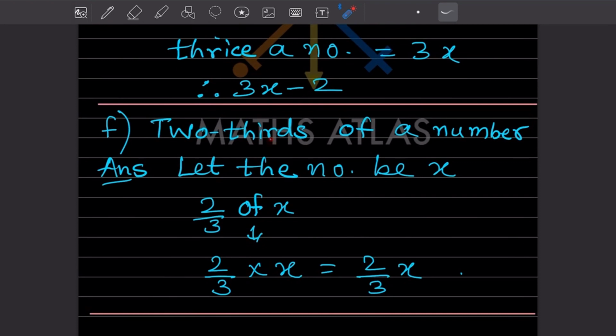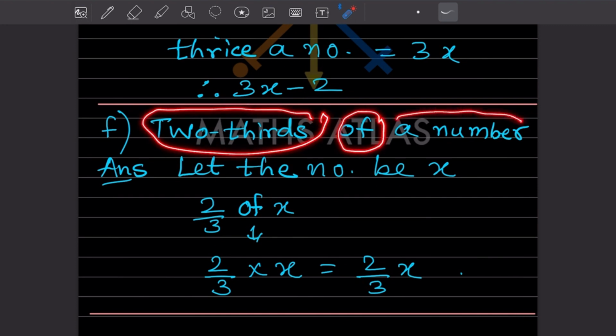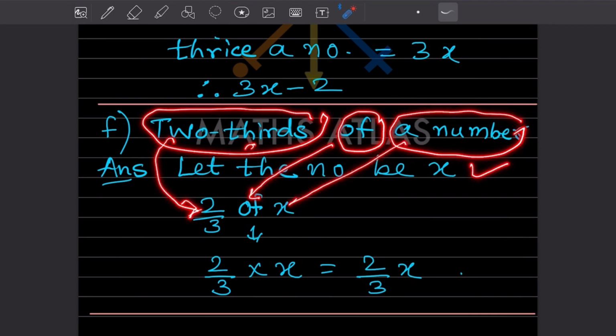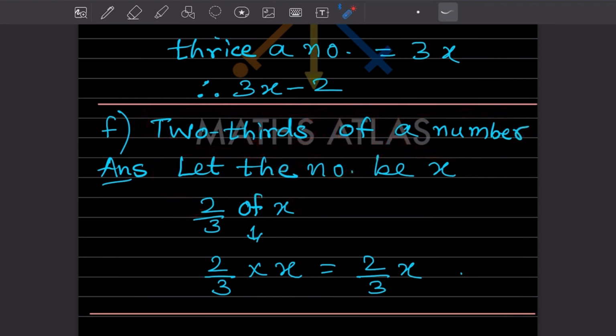They said 2/3 of a number. 2/3 of a number, the key word is "of". So first let us write, let the number be x. When we say 2/3, this is going to be 2 by 3. "Of" we will write as it is first. A number means we have considered the number as x. So now what are we going to do? 2 by 3, whenever it says "of", that is multiplication. "Of" means multiplication. Now this is x, so we can directly write it like this: 2 by 3 multiplied by x.